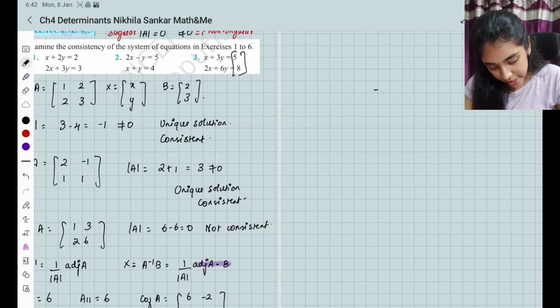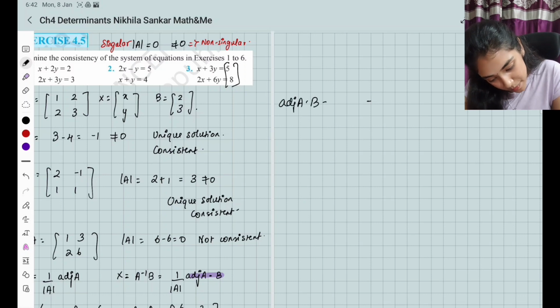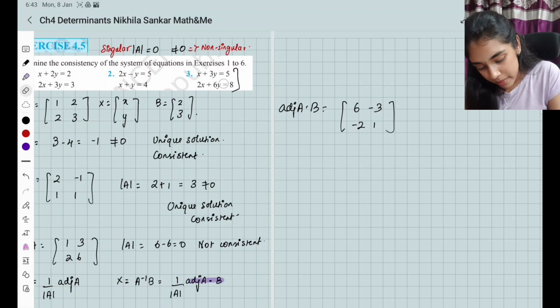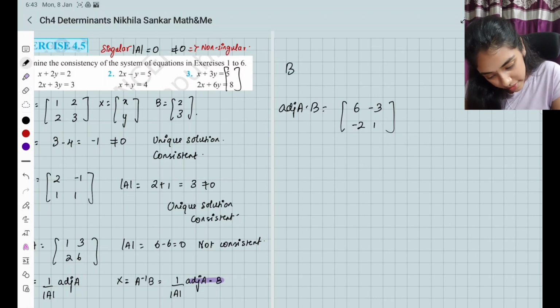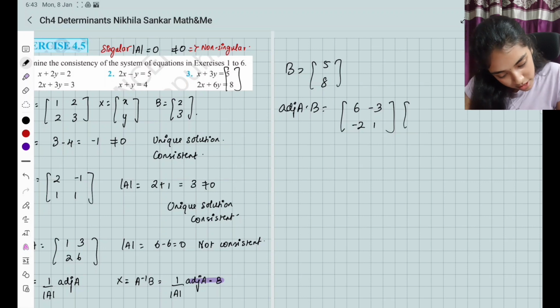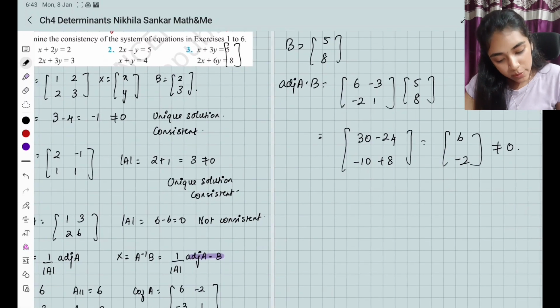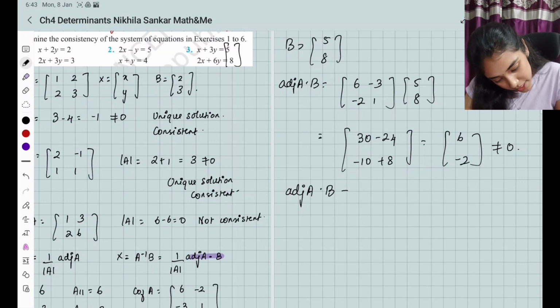Okay, now let's find adjoint A times B. So adjoint A times B is going to be, adjoint A matrix, 6 minus 3 minus 2 1, and what is your B matrix going to be? B matrix is this particular matrix. I'll write the B here. It is going to be 5 8. So you have 5 8, and this is going to be first row first column. So 6 5s are 30 minus 24, minus 10 plus 8. So this is going to be 30 minus 24 is 6, then minus 10 plus 8 is going to be minus 2. So this is not equal to 0, which means you have adjoint A times B is not equal to 0. So you have no solutions.